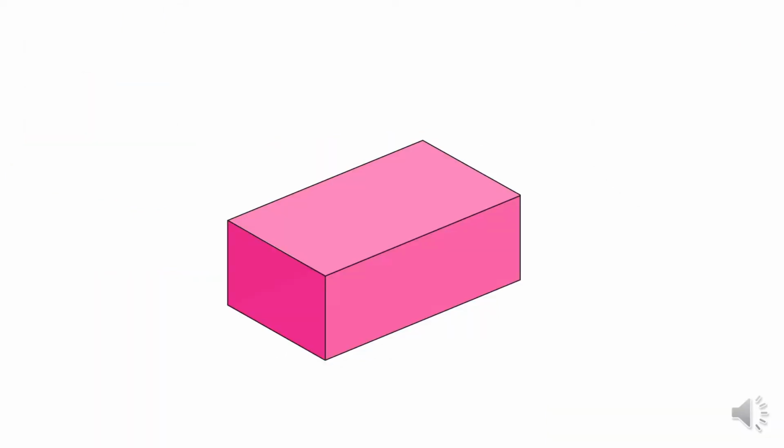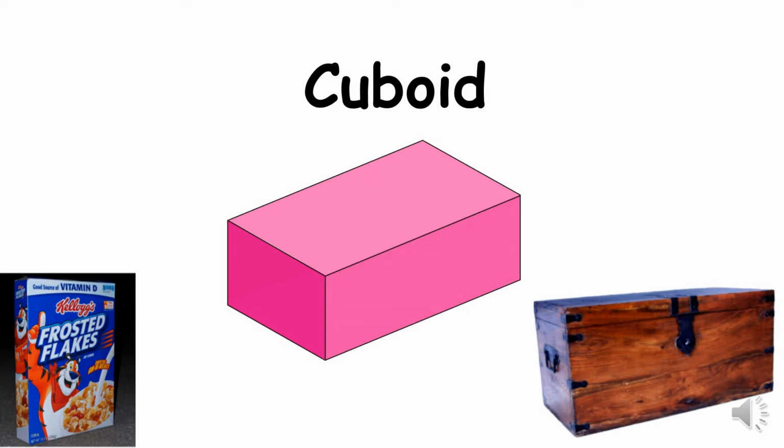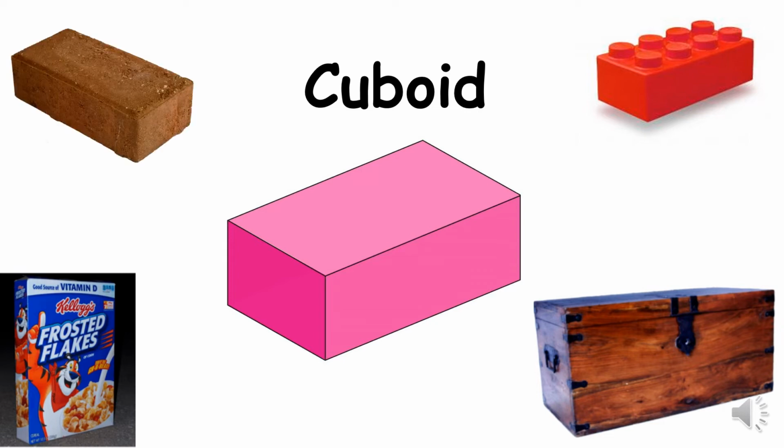Do you know what this shape is called? This shape is a cuboid. Can you say that? Cuboid. It's very similar to a cube, but there are some differences. You might have cereal boxes at home. Cereal boxes are cuboids. You might have some chests or some other boxes. Some other boxes are also in the shape of cuboids as well. Certain pieces of Lego are in the shape of a cuboid. And bricks are in the shape of a cuboid. Can you think of any other cuboids?